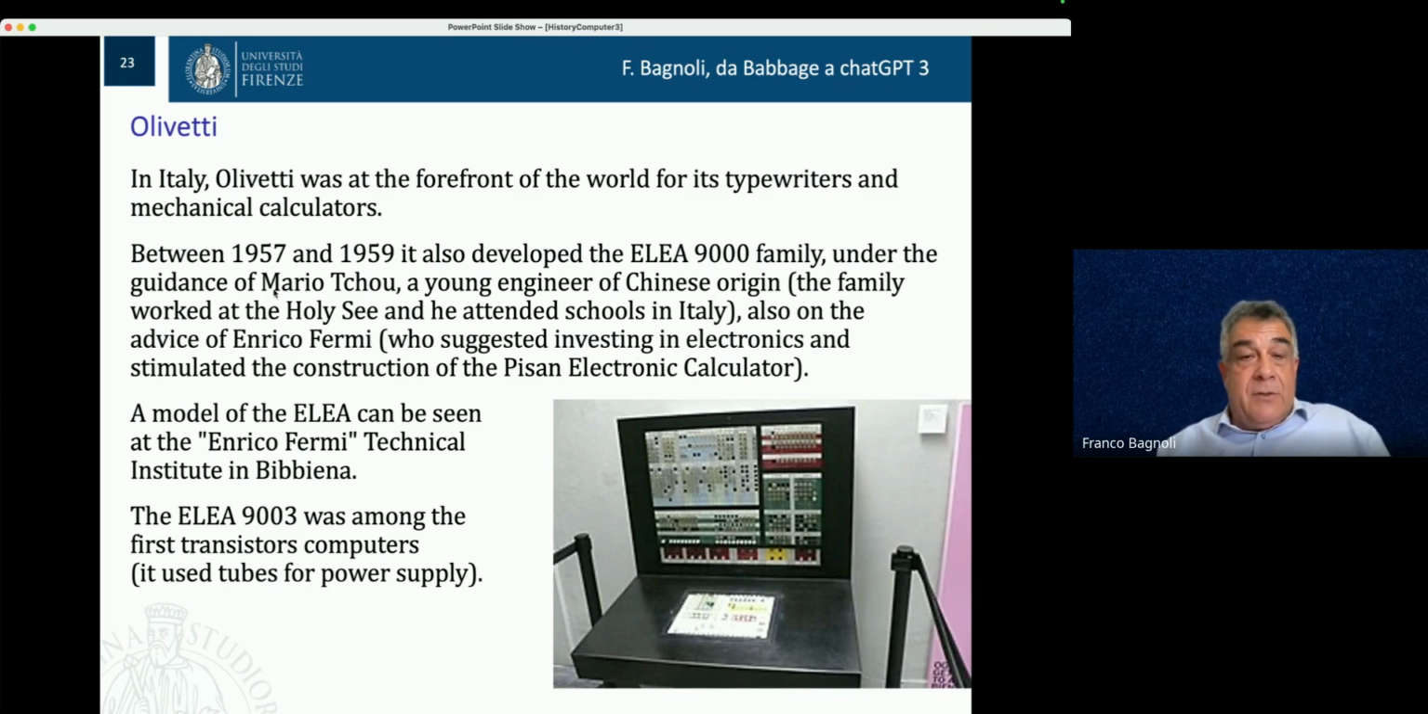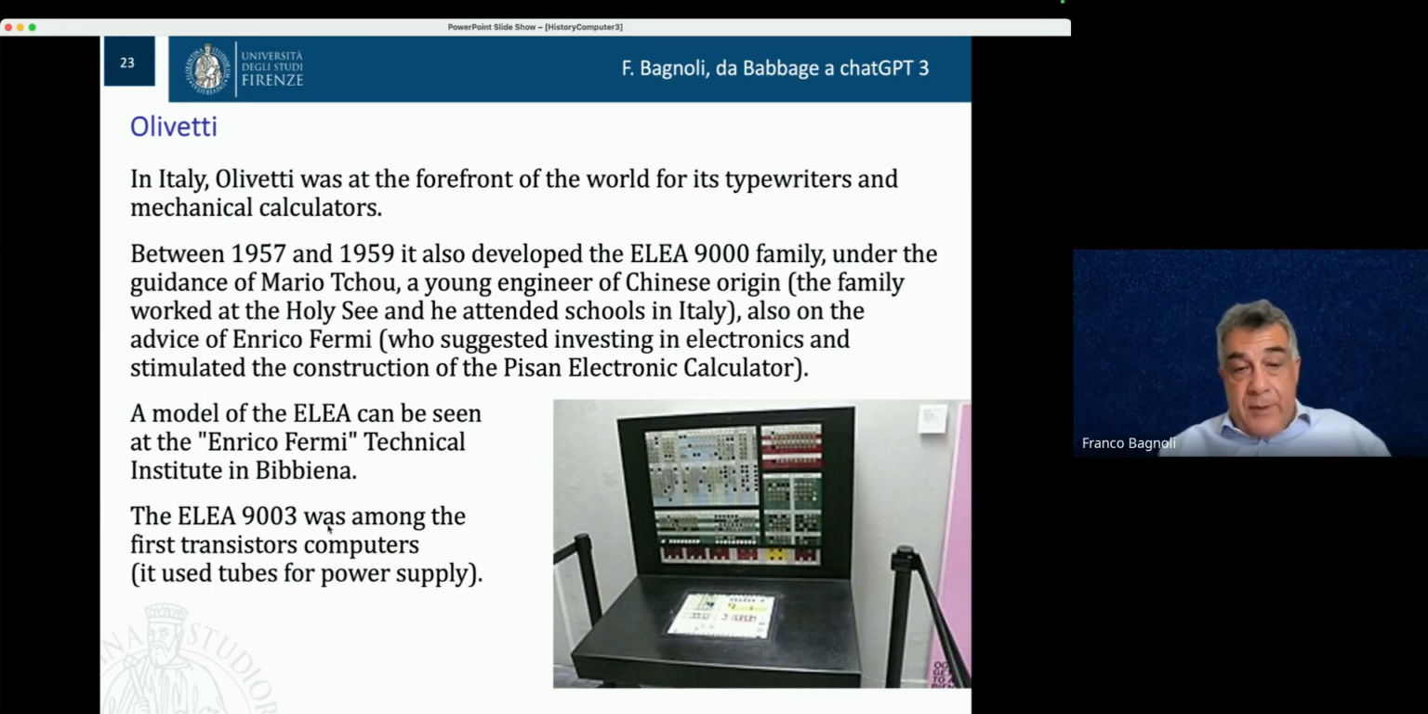And you see that at that time, before the 60s, they developed this ELEA 9000 family, one of which is in Bibbiena, if you want to look at it. It is extremely interesting to go there. There is a room full of racks, full of cards containing a few transistors, with an incredible amount of noise from all the fans used to keep everything cool.